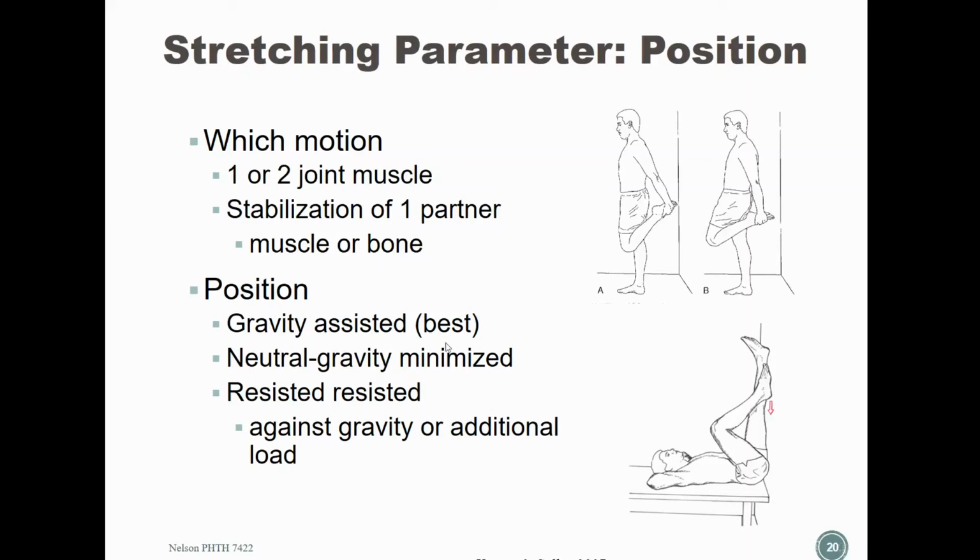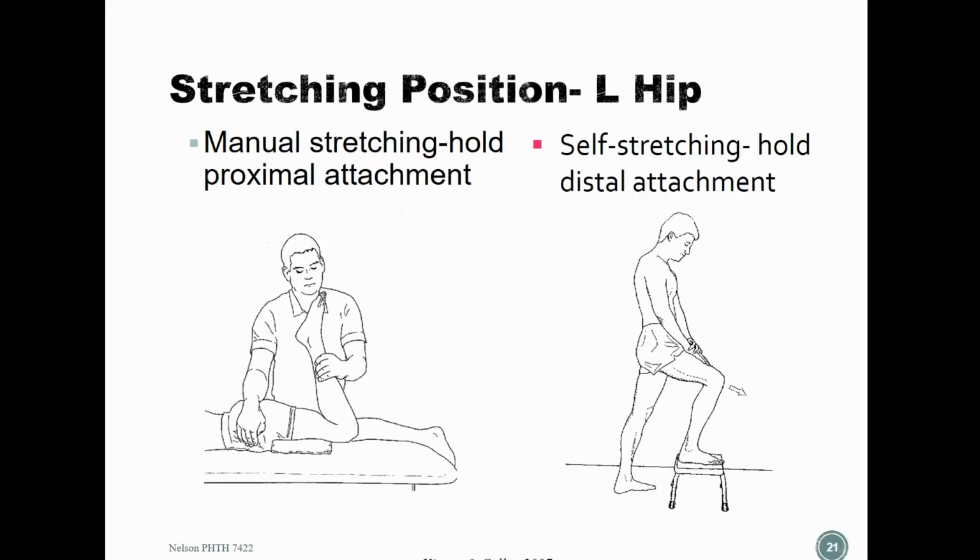The position, gravity assisted, is best. So this shows a person working on knee flexion, sliding down the wall. If you can't get in a gravity assisted position, then gravity neutral. It's much harder to stretch against gravity, although you'll see it done.